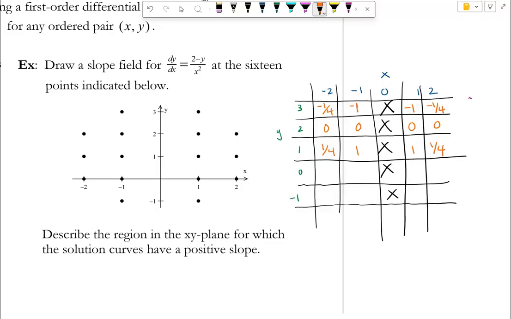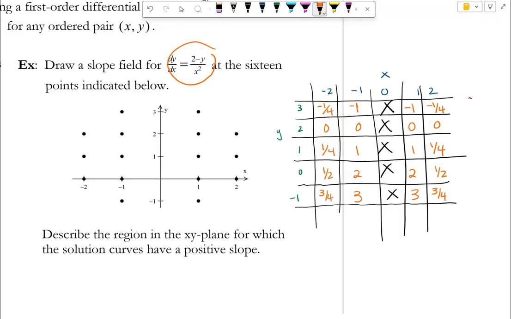All right, when my y is 2, my numerator is just always going to be 0, so I've got 2/4, so 2/4 is 1/2. 2 over 1, 2 over 1, 2/4 again. And then finally, when y is negative 1, my numerator is 2 minus negative 1, which is 3. So we end up getting 3/4, 3 over 1, 3 over 1, 3 over 4. So again, I'm just quickly plugging in x and y to that equation for dy dx.